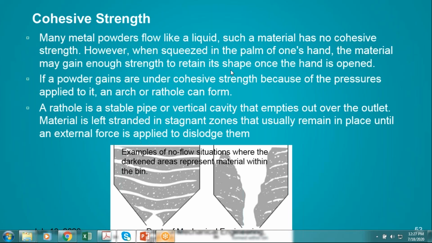If the powder grains are under cohesive strength because of the pressure applied, an arc or rat hole can form during the flow of the powder. If the powder retains its cohesive strength, it is going to create this type of rat hole or arc formation in the fluidity of the powder. These pictures depict the rat hole as well as the arc formation in the powder particles that we have analyzed. That is shown in the next slides.